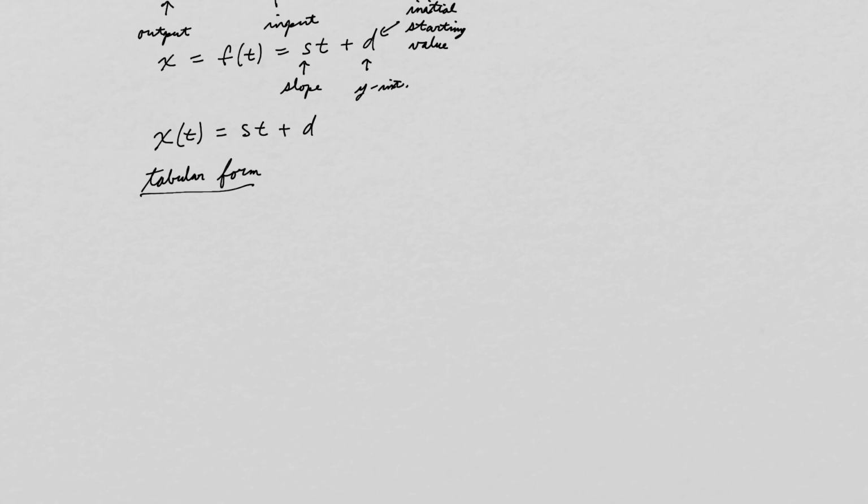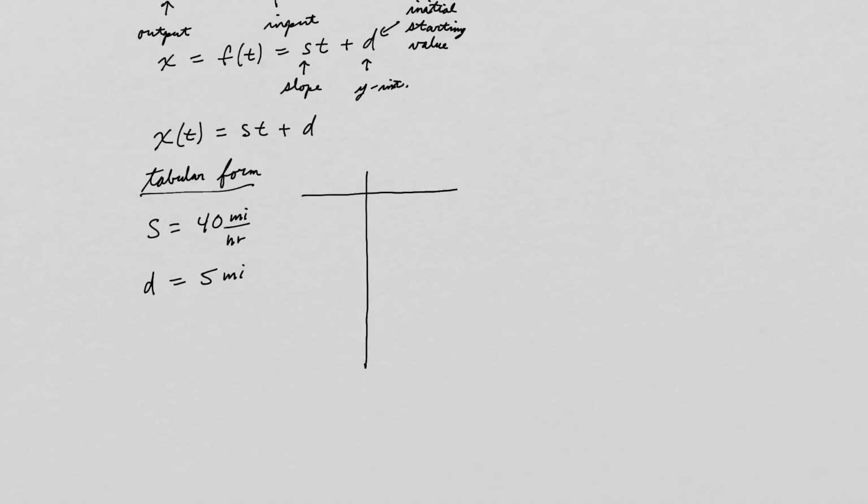Let's say the speed s is 40 miles per hour, and let's say the starting distance is 5 miles from the station. Okay, so if I form a table here, my input is the time t, in hours, and my output is going to be x, which is the same thing as f of t, in miles.